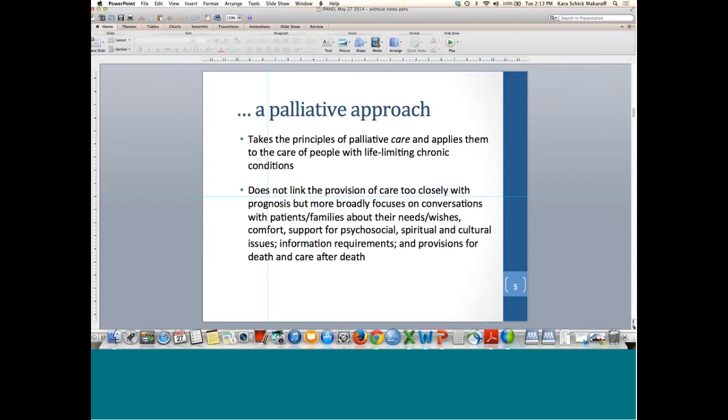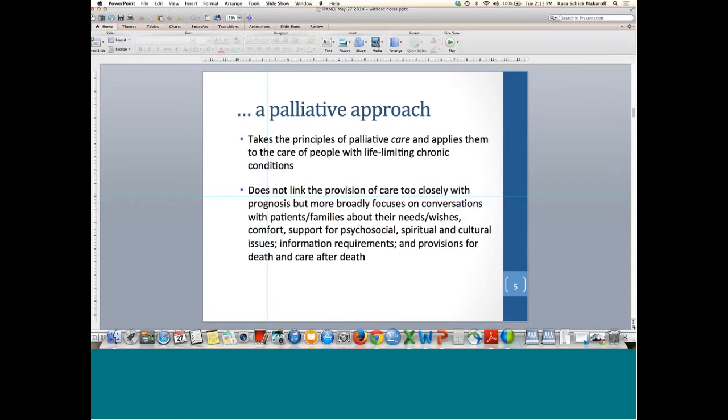The big question is, what is a palliative approach? It takes the principles of palliative care and applies them to the care of people with life-limiting chronic conditions. And as I said earlier in my one slide intro to kidney disease, you can certainly see how that can be applied to a renal population.